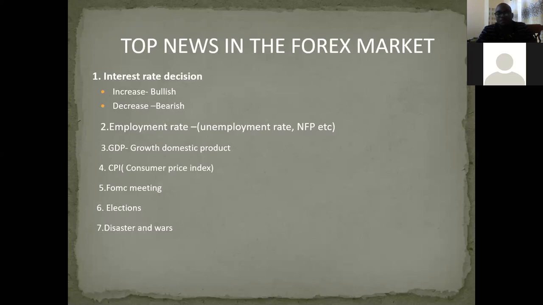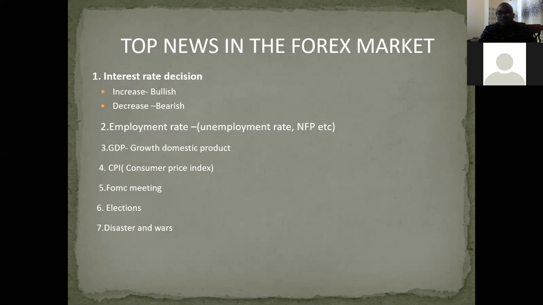But you need first to understand this, that this economic data that we see, they depend on each other. For example, when you talk of interest rate, it is an accumulation of other information: inflation, the issues concerning inflation, employment, GDP, CPI, so many things that happen. They have influence in the interest rate decision.